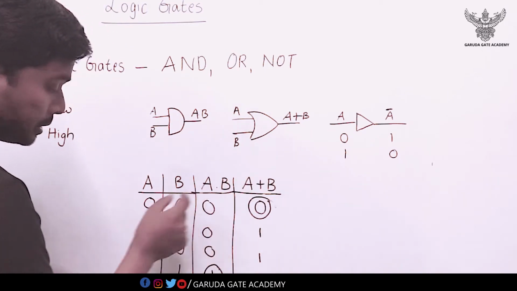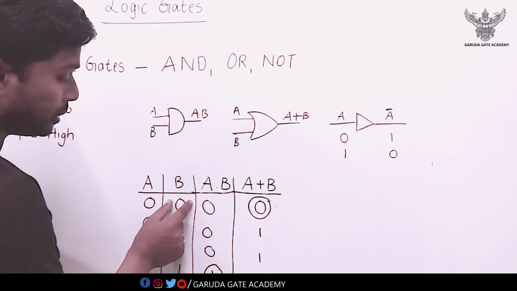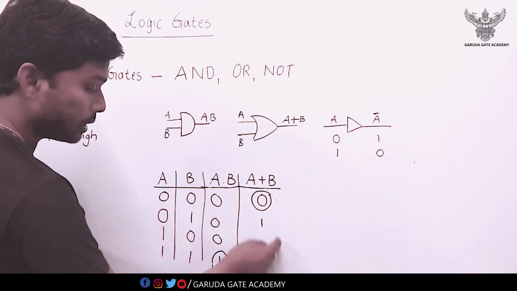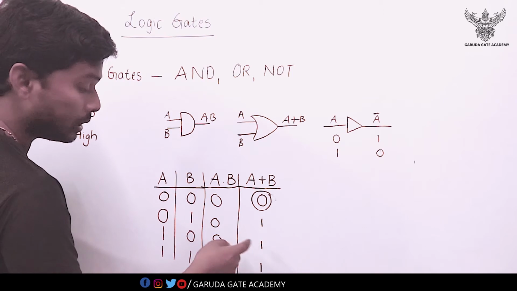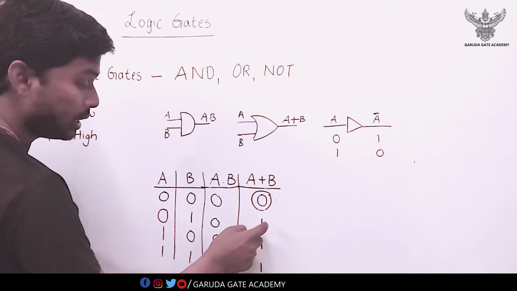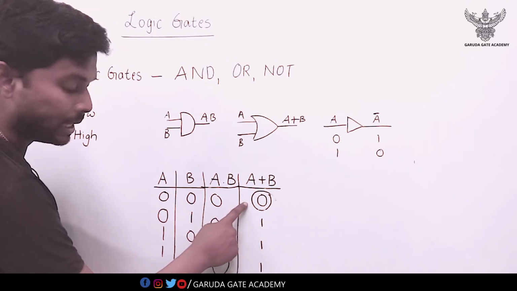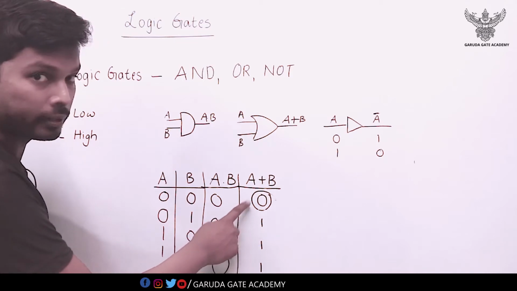A or B will be 0 only when A is 0 and B is 0, because the rest of the cases are more. That is why they are not telling you in terms of these cases. This is the only odd one. That is why they are telling in terms of these cases.